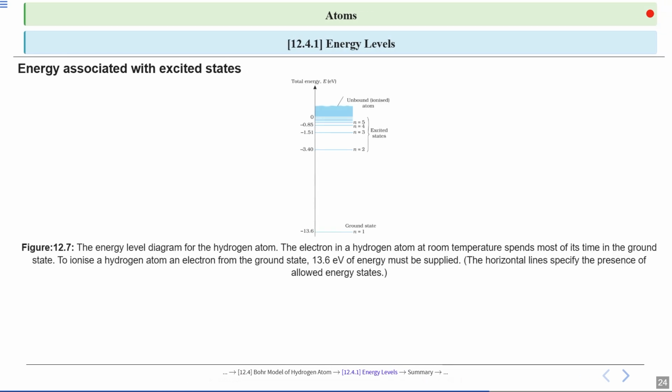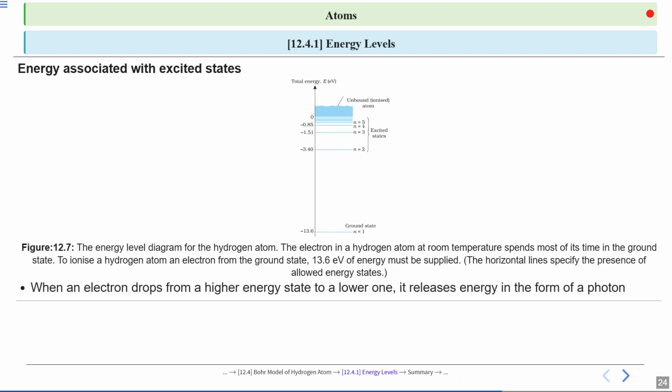Now take a look at this diagram. This is the energy level diagram for a hydrogen atom. Notice the horizontal lines. Each one represents an allowed energy state for the electron. At room temperature, the electron usually stays in the lowest energy state called the ground state. To remove the electron completely from the atom, or ionize it, we need to supply 13.6 electron volts of energy for the hydrogen atom. This value is specific to hydrogen and shows how much energy is needed to overcome the attraction between the electron and nucleus.